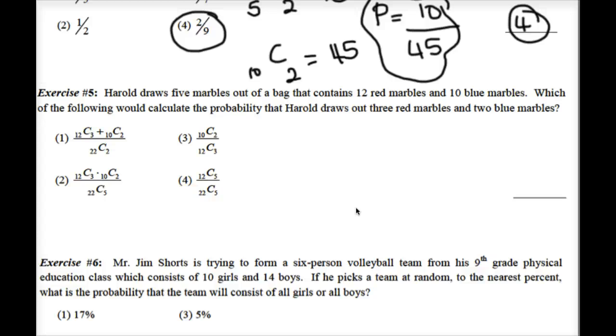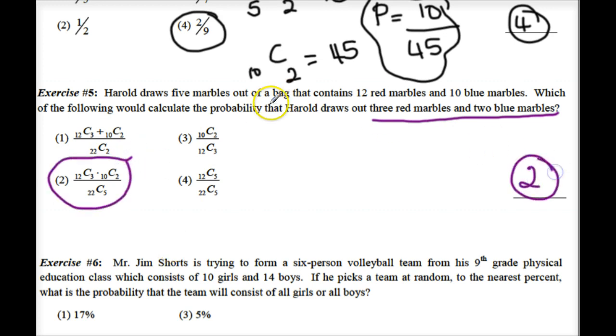Exercise 5. Harold draws 5 marbles out of a bag that contains 12 red and 10 blue. Which of the following would calculate the probability that Harold draws out 3 red and 2 blue? Now automatically you know that "and" means multiplication. So I can look at this and automatically tell my answer is choice 2.